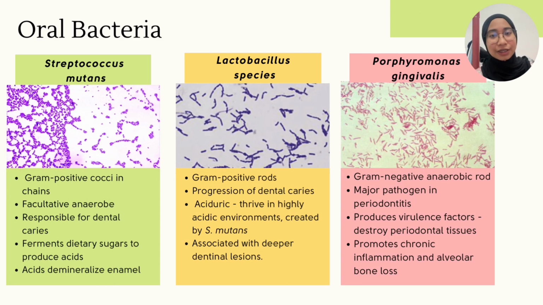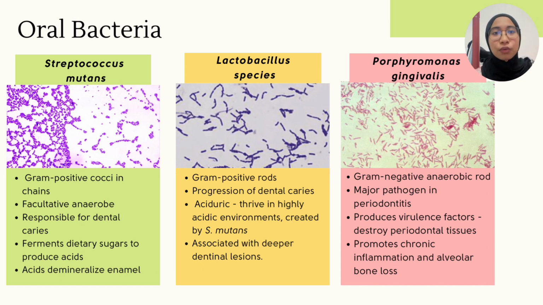Next, I will explain the three important oral bacteria that are commonly associated with oral disease. First, Streptococcus mutans. Streptococcus mutans is a gram-positive coccus that appears in chains. It is a facultative anaerobe, which means it can survive with or without oxygen. This bacterium is the main initiator of dental caries. It ferments dietary sugars, such as sucrose, to produce acids.